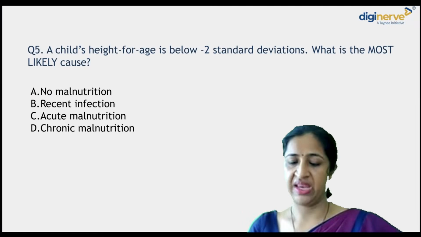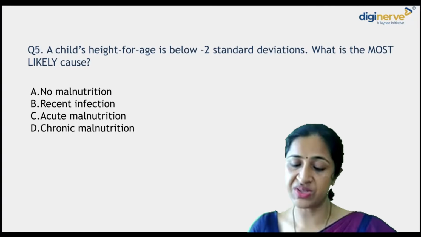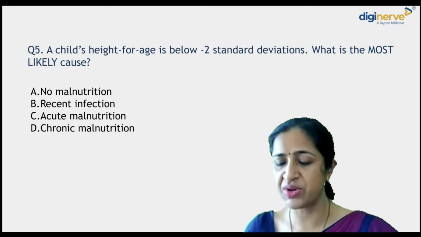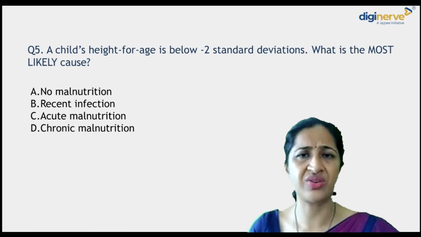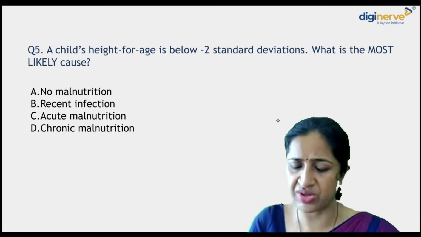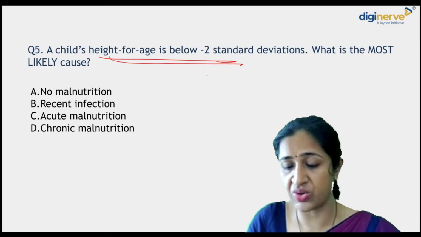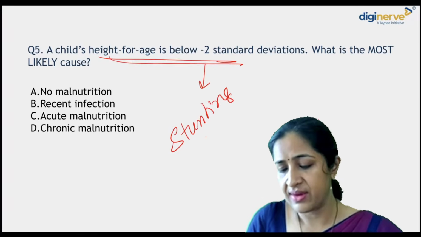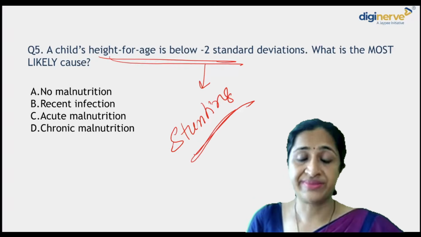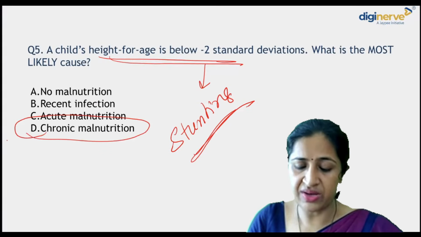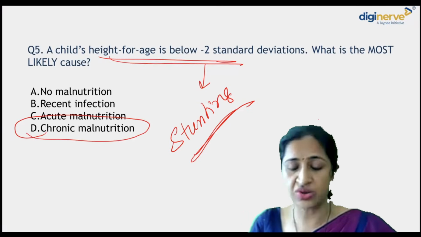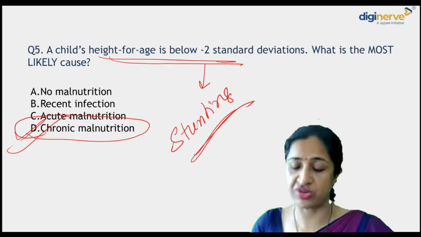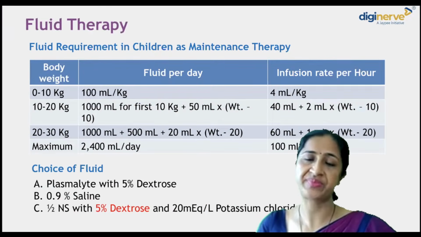Next question which came in this was, a child's height for age is below 2 standard deviation. What's the most likely cause? Very simple. All of you should be able to tell. When we discuss height for age, what is this? This is stunting. Stunting is seen where? Always in chronic malnutrition. Stunting has nothing to do with acute, stunting is chronic malnutrition. So the correct answer is obviously D.